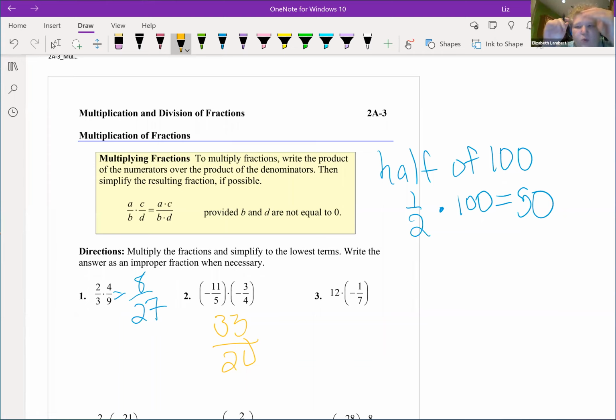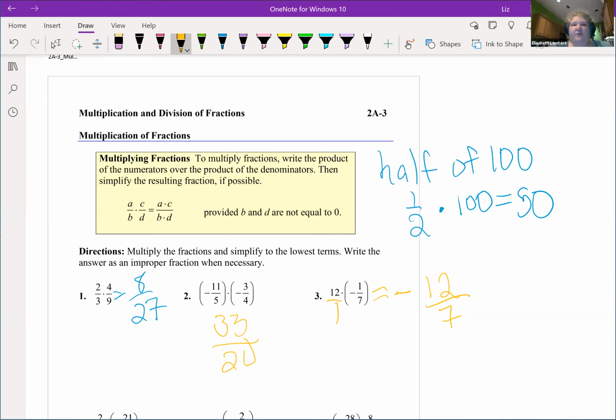And it's not 0. We don't divide by nothing. I can't split something into no groups. So 1 is the number that we can always throw back in there if we need a denominator. So I have 12 over 1 times negative 1 over 7. So positive times negative doesn't have a partner, so it is still sad negative. But the top, 12 times 1 is 12. The bottom, 1 times 7 is 7.